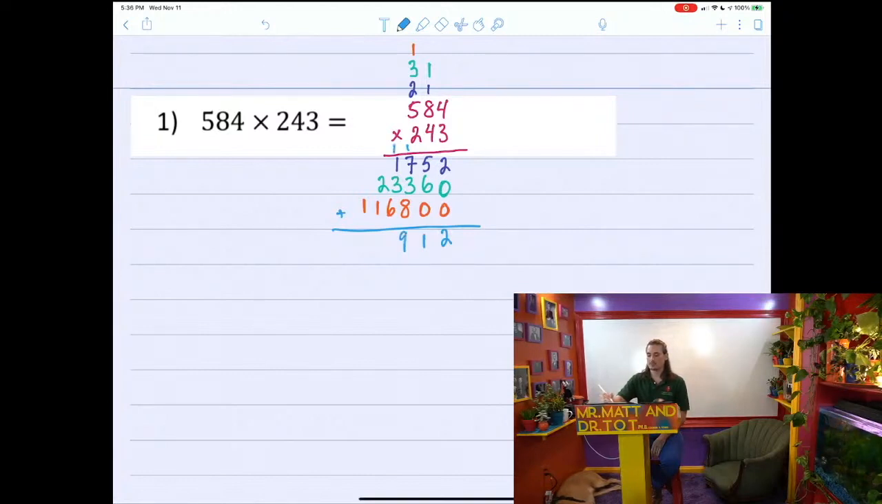1 plus 1 plus 3 plus 6. 1 plus 1 is 2. 2 plus 3 is 5. 5 plus 6 is 11. So keep the 1, carry the 1. 1 plus 2 plus 1. 1 plus 2 is 3. 3 plus 1 is 4. And then lastly, we have this 1 that is unaffected by anything else, so it just gets carried down. And so our answer here is going to be 141,912.